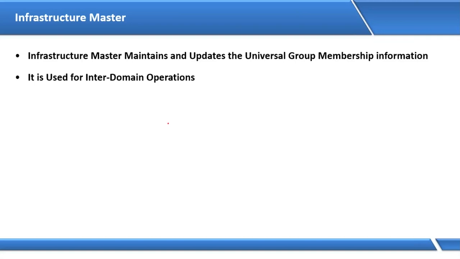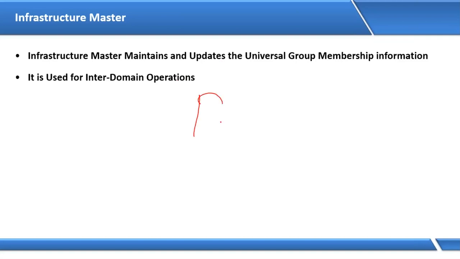Now sir, what is the job of the infrastructure master? I will read the second line first here. It is used for inter-domain operation. Within the forest we have multiple domains, and the infrastructure master works for inter-domain operation here. The infrastructure master maintains and updates the universal group membership information. What is this?